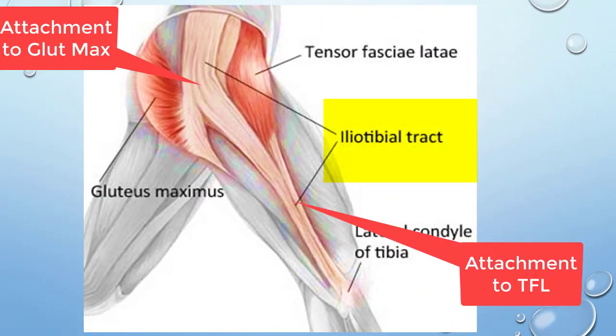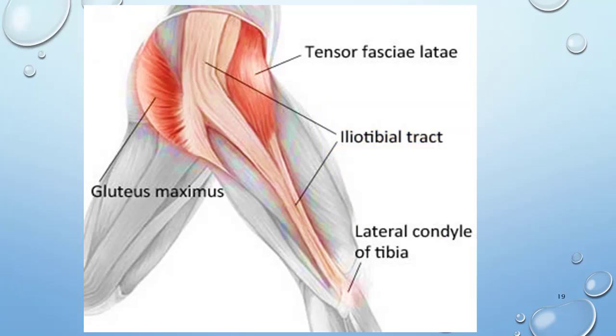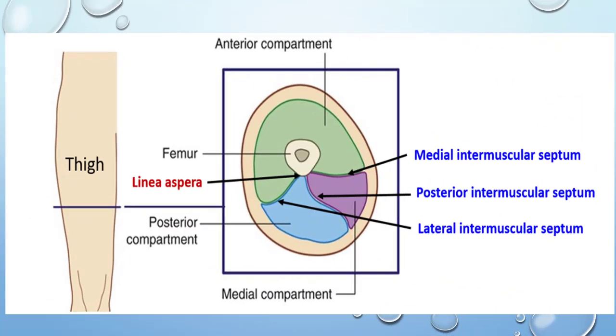Function of this tract is to form a sheath for the tensor fasciae lata muscle, and it also receives insertion of a greater part of gluteus maximus that you have already seen in the gluteal lecture. So another importance of the modification of fascia lata is that it forms intermuscular septa. So three intermuscular septa are formed.